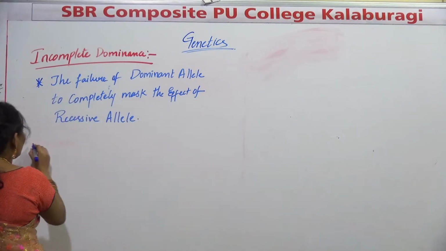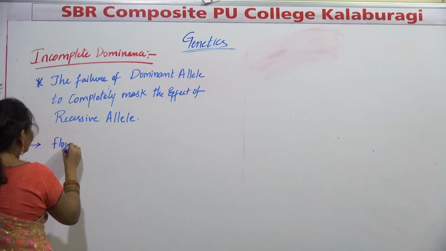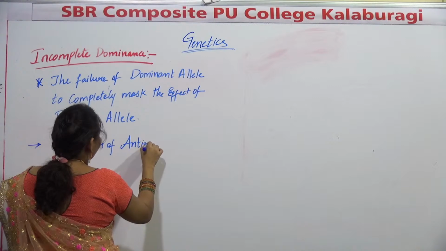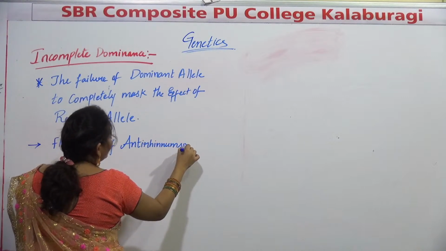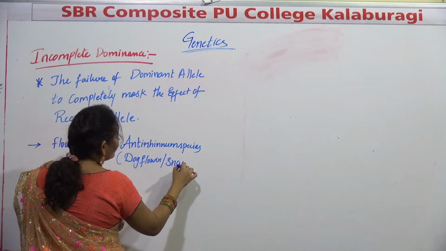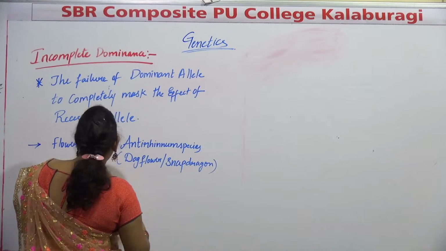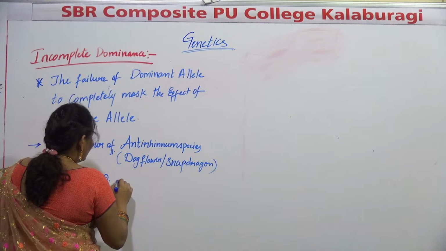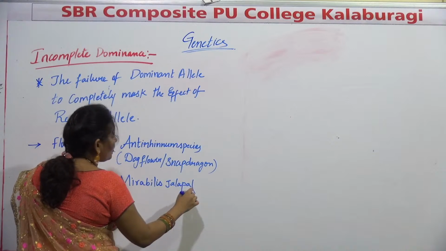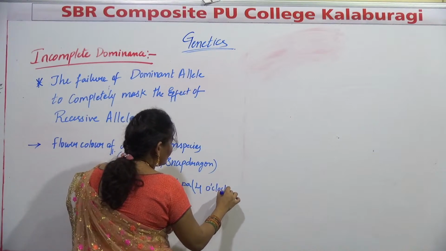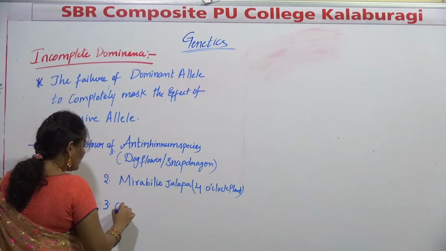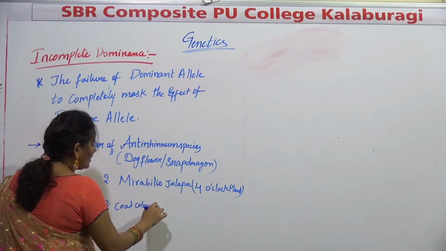So incomplete dominance is seen in the flower color of Antirrhinum species, commonly called dog flower or snapdragon, followed by Mirabilis jalapa, which is the four o'clock plant, and followed by coat color in Andalusian fowls.